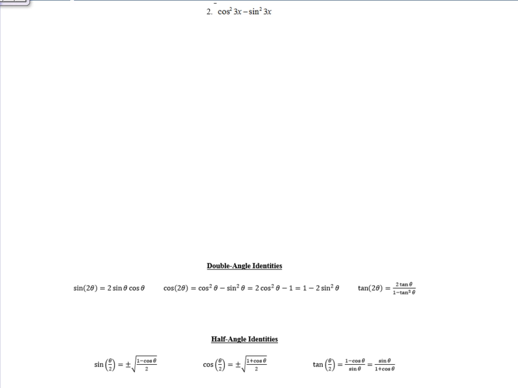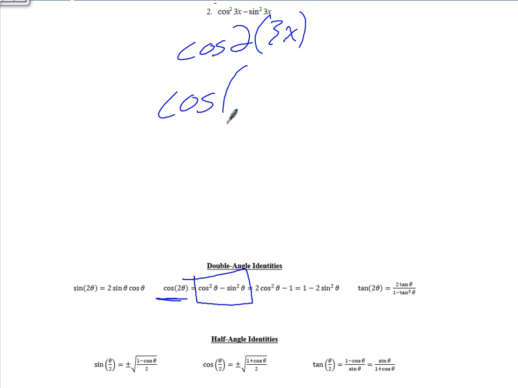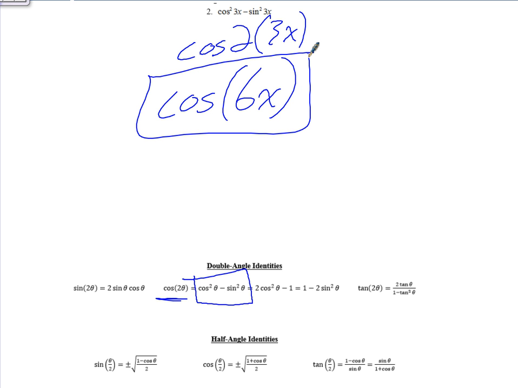All right? So here we have cosine squared 3x minus sine squared 3x. Again, that appears to be right here, so we're going to plug it into cosine of 2 theta, which here is 3x. So your answer would be the cosine of 6x. And that's your answer.